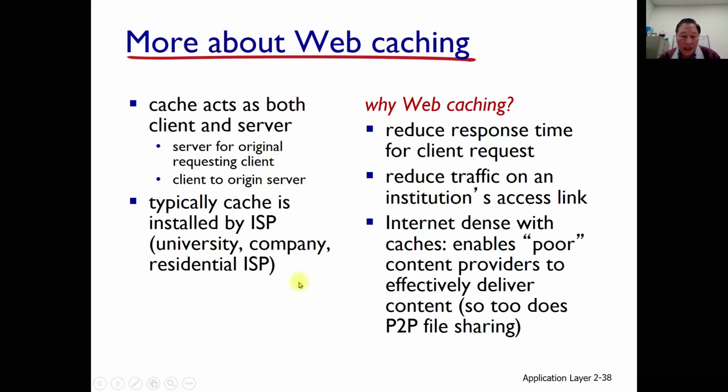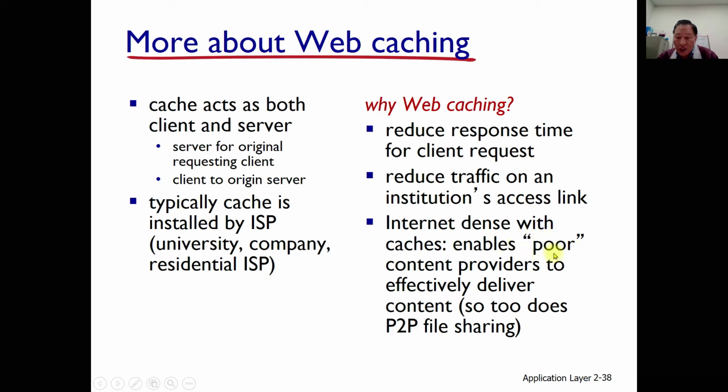Typically, a cache is installed by an internet service provider. For example, a university, company, or residential internet service provider provides that cache server or proxy server. Why do we need web caching? To reduce response time for client requests, to improve the performance. We can reduce traffic on an institution's access link. Thus, we don't need higher speed bandwidth, which is related to the expense of that institution.